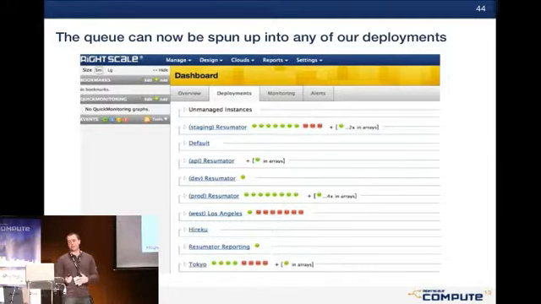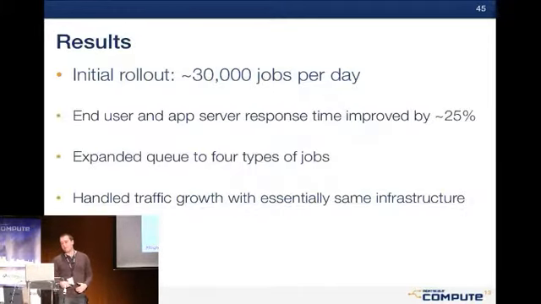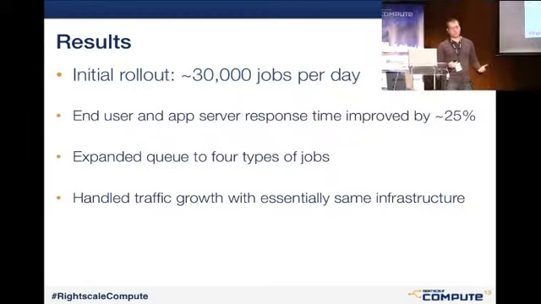And like I said, you're able to spin this up into any deployment or even make a new deployment that has it in it. So for our initial rollout, we saw 30,000 jobs being processed per day. We saw incredible end user and app server performance improvements. We've expanded the queue to take 4 different types of jobs, but that number is arbitrary. As we have time or the need to implement new things, we can simply add them into this back-end service, and it's already a piece of our architecture.